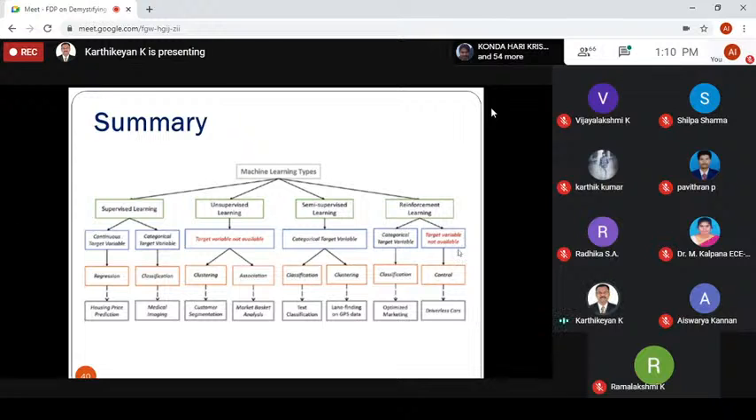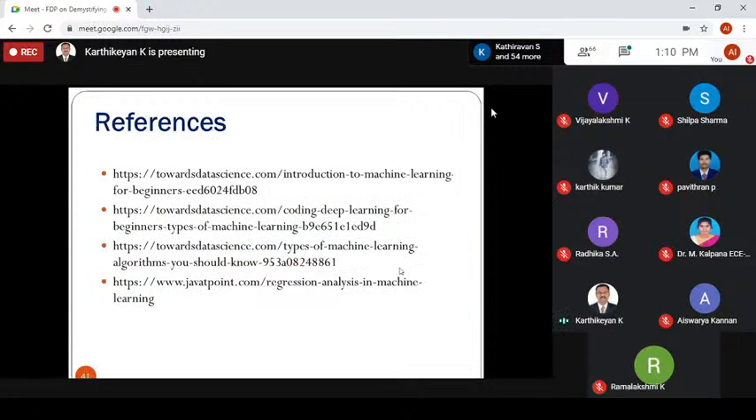I think I am done with this PPT. These are all my references. Mostly I have taken them from the internet only; I have not referred to any books. A lot of material is available on the internet. We can Google it and get it. So I referred to these pages for preparing my slides.